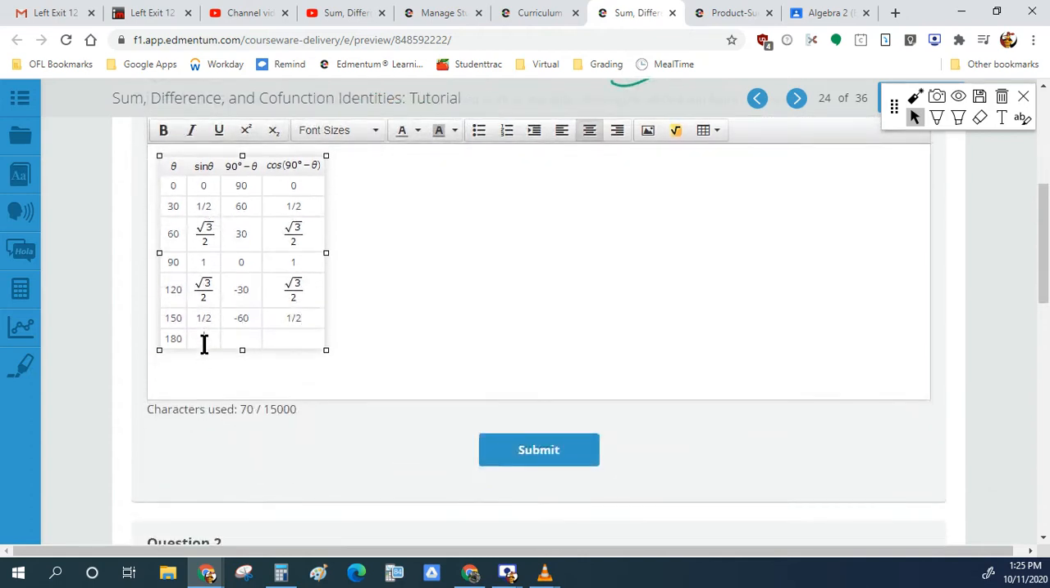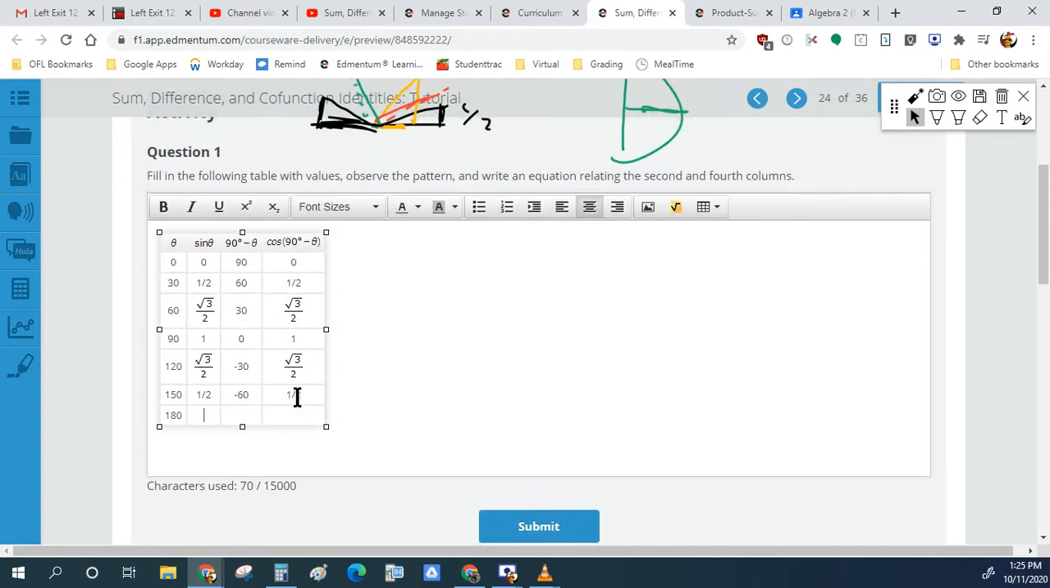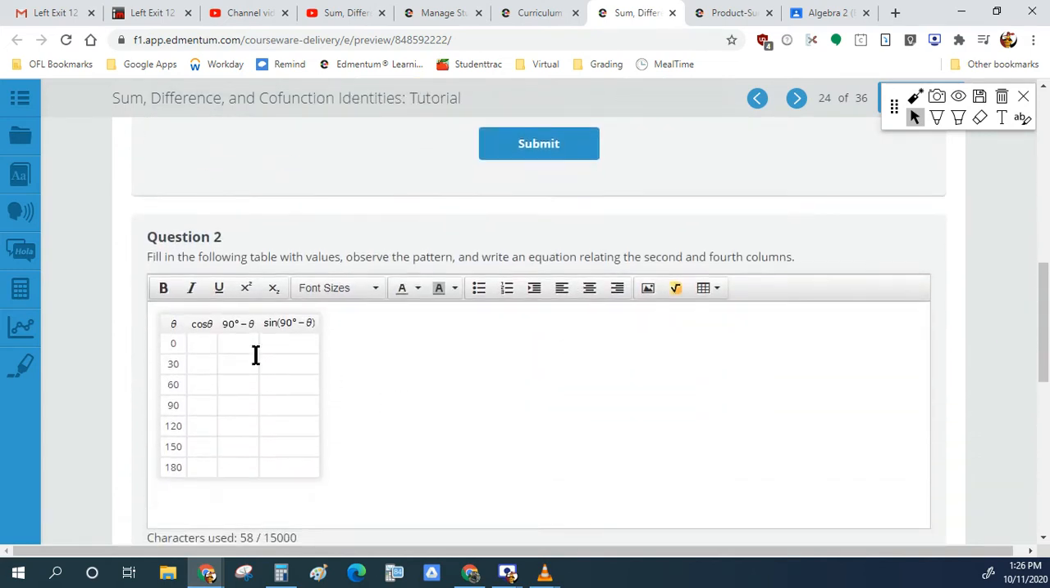All right, and let's do this. So this is 180. That's going to be 0 for our cosine. And that's going to be 90. So that's also going to be 0 for cosine of 90, or I should say negative 90, is also going to be 0. So we see that this pattern keeps going on. Now, what can we say here?